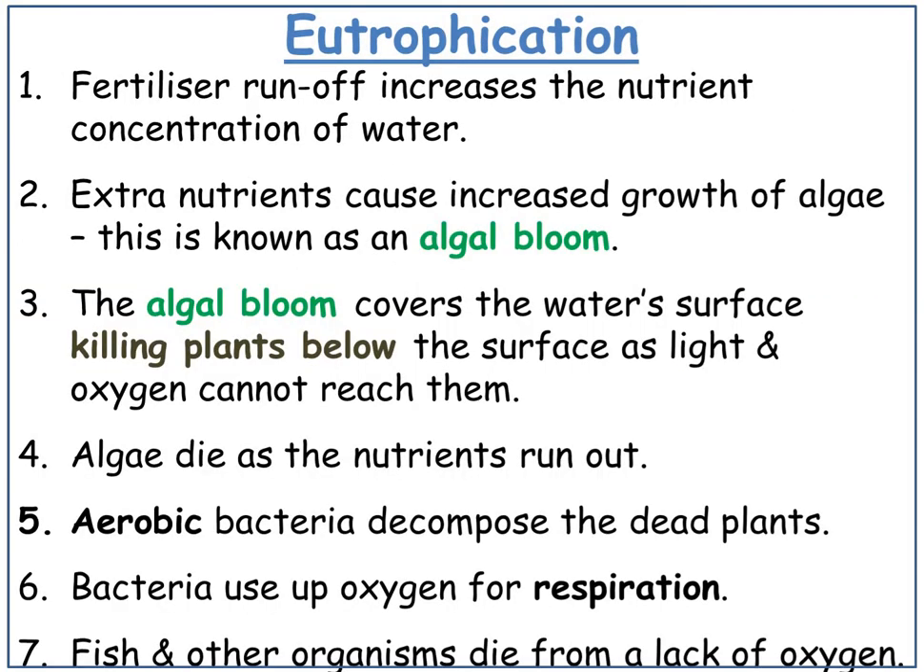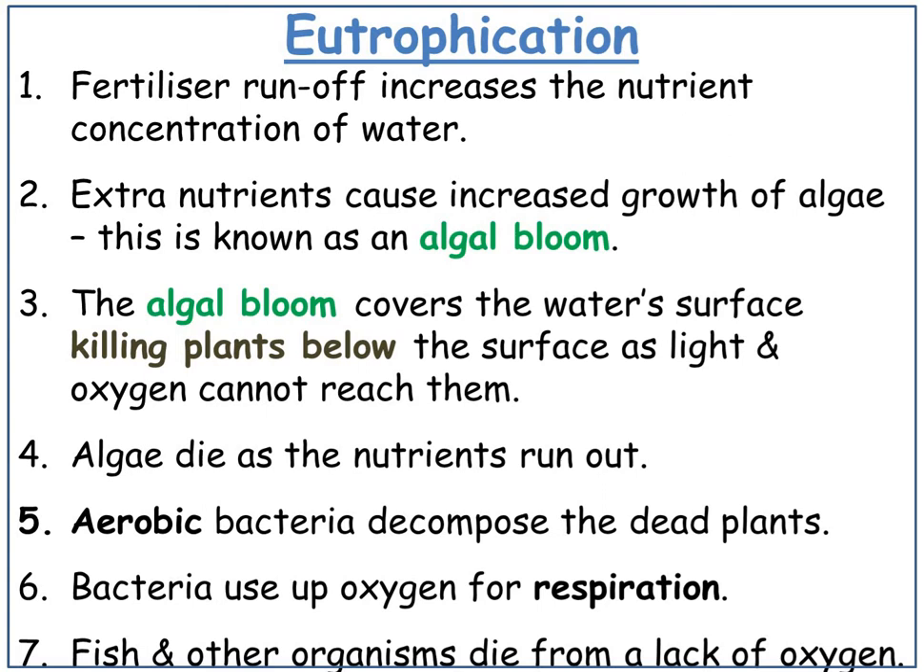So there are 7 stages of eutrophication. The first one is that the fertiliser runoff increases the nutrient or nitrate concentration of the water. These extra nutrients cause increased growth of algae, and this is known as an algal bloom. The algal bloom covers the water's surface, which kills the plants below because the algal bloom is blocking out the light, so the light and the oxygen can't reach them.